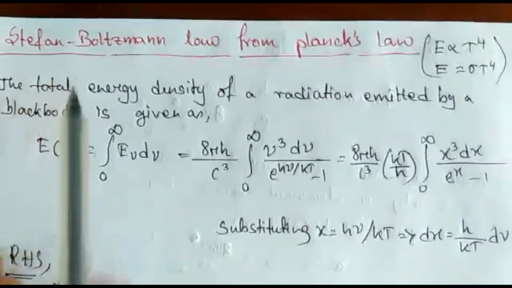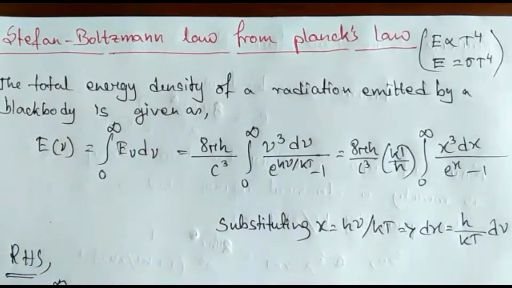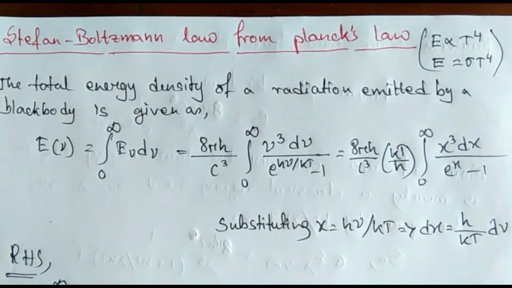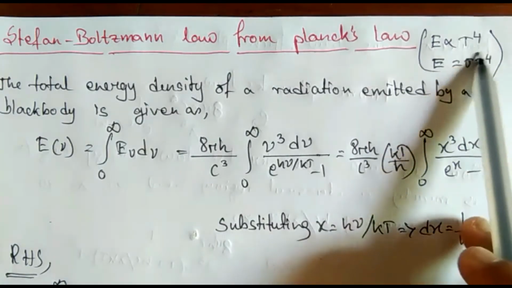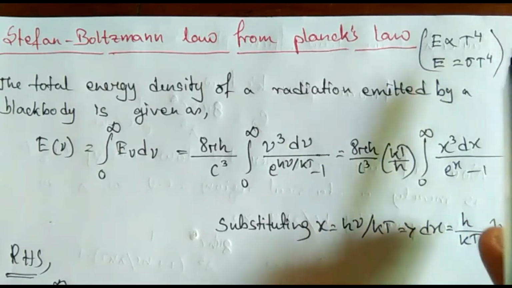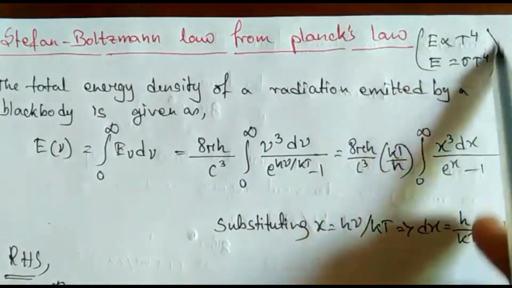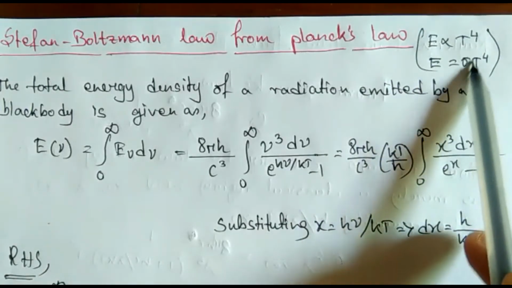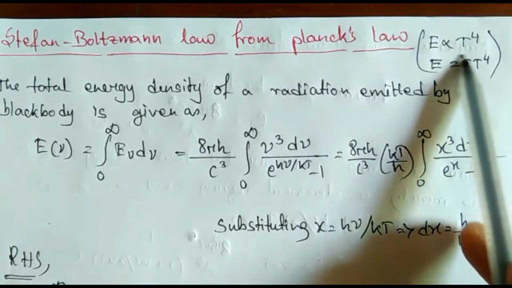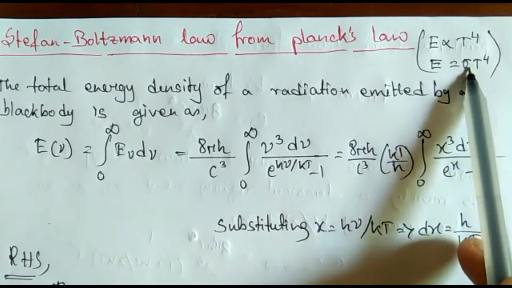Now let's describe how Stefan Boltzmann law can be derived from Planck's law. The Stefan Boltzmann law states that the total energy emitted per unit area per second from a perfectly black body is proportional to the fourth power of its absolute temperature. So here, as you can see, I have written the Stefan Boltzmann law: E equals sigma T to the power 4, where sigma is the Stefan Boltzmann constant.